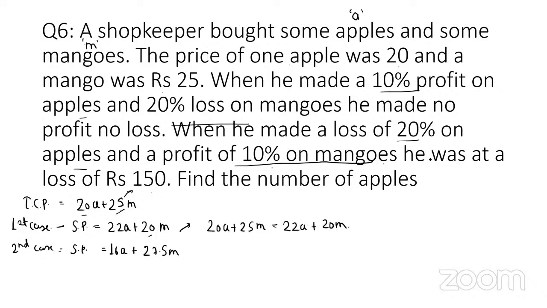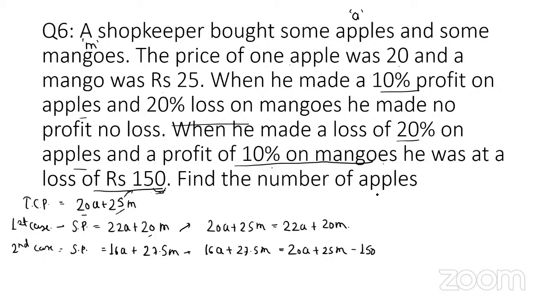In the second equation, guys, we are given that he made a loss of 150 rupees. Guys, when the loss happens, cost price is more than selling price, right? So we can say that selling price is cost price minus the loss. And selling price in this case is what? 16A plus 27.5M. So that should be 150 less than the cost price. Cost price is 20A plus 25M minus 150. So okay, these are the two relations which you can solve, right?